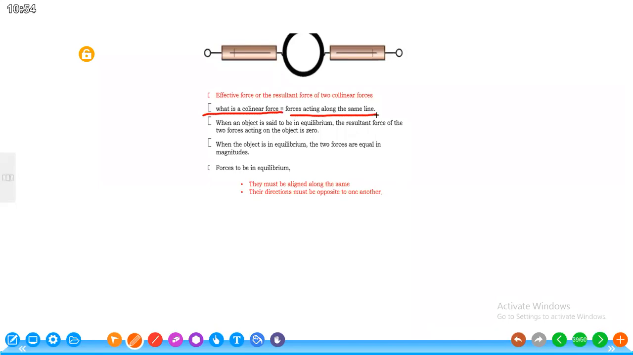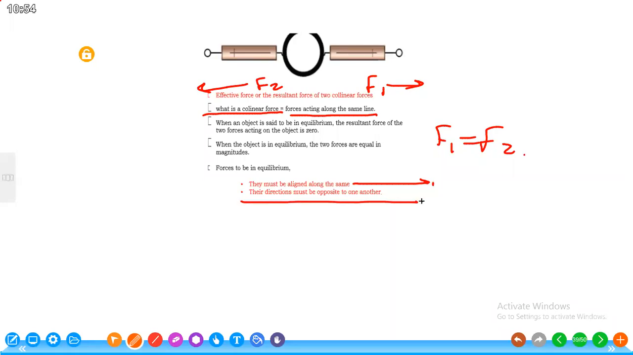When an object is said to be in equilibrium, the resultant force of the two forces acting on the object is 0. So F1 equals F2. When the object is in equilibrium, the two forces are of equal magnitude, and for equilibrium they must align along the same line and the directions must be opposite to one another. So these are the conditions to be maintained for equilibrium of a body under two forces.